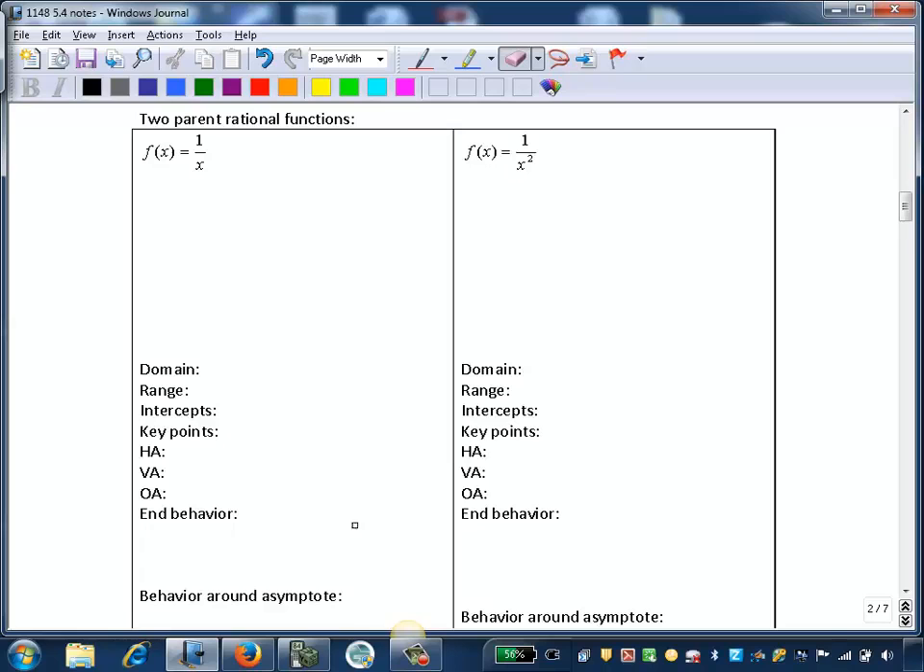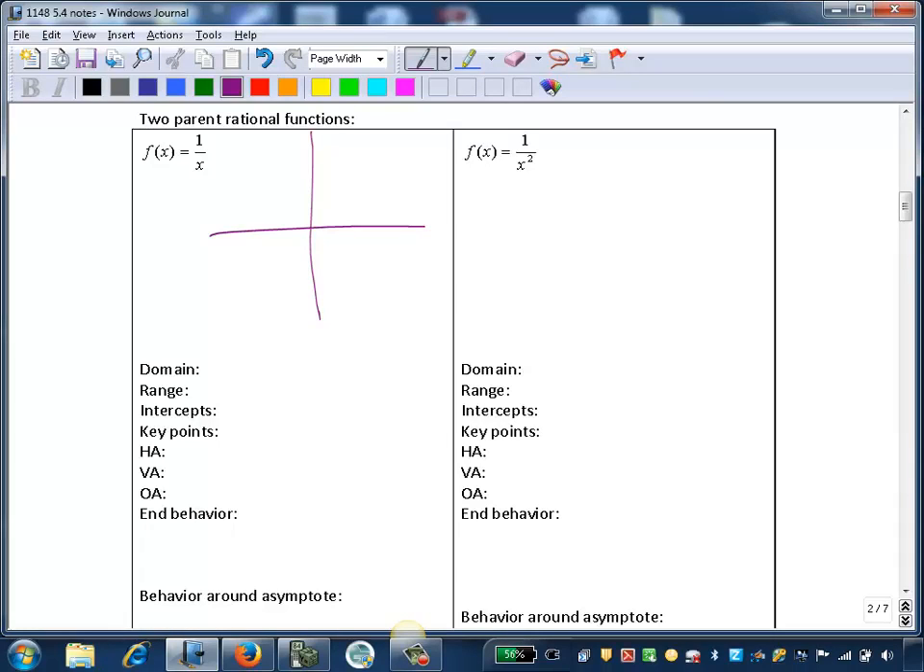So we're going to study these two parent shapes, and then you will be asked to do transformations on these. So you're now expanding that library of functions, those basic shapes that you know how to transform. So if you remember, the shape of this first one, the 1 over x, if we draw our two axes, if we wanted to pick some easy key points, we like to plug in -1, 0, and 1 for x if we can.